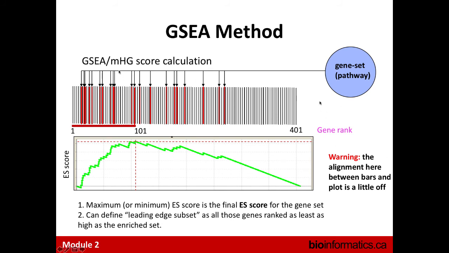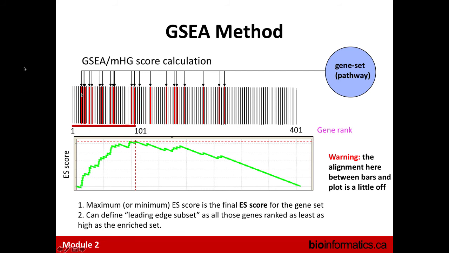So again, the red bars will indicate the genes that are in this gene set that we are testing and where they are located in our ranked gene list. And so we will start at gene number one. And for gene number one, the running sum is going to be zero. Gene number one is not in the gene set we are testing, so the running sum is going to stay zero. And then gene number two is still not in the gene set that we are testing, so the running sum stays zero.